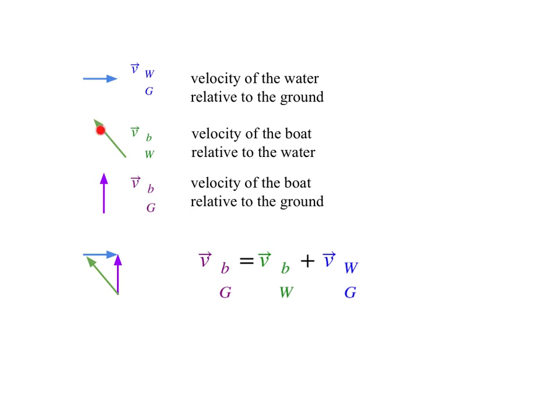We don't know what it is. I'm just going to draw it sketchily. And then we want the boat to seem to move directly across the river. So somebody on the riverbank, i.e. on the ground, will see the boat move due north, because that's where we want it to actually go against the river.